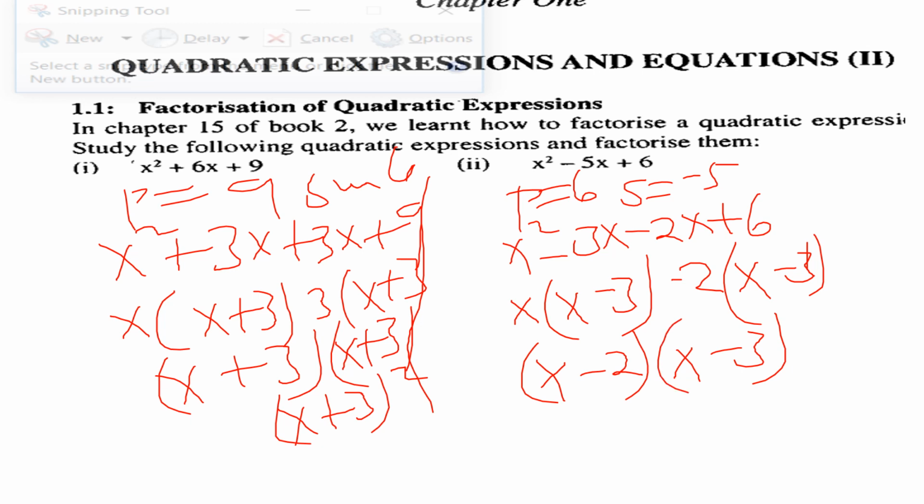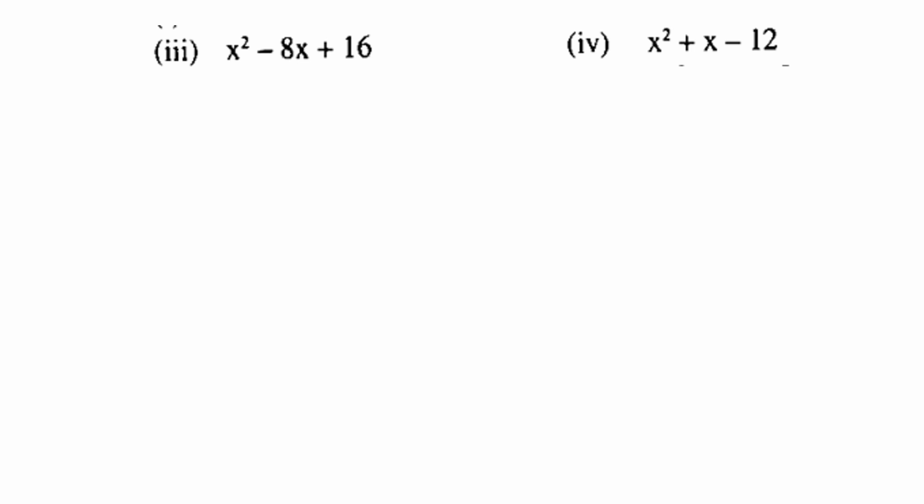So let us have another example. In this other example, the product here becomes 16, but the sum here is equal to negative 8. So the two factors that I can add to get negative 8 are negative 4 and negative 4.